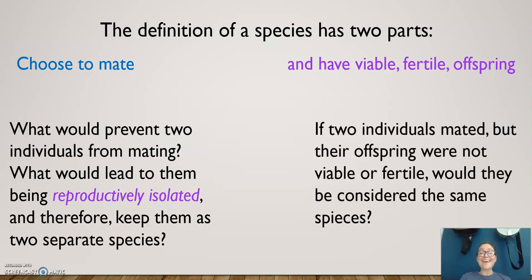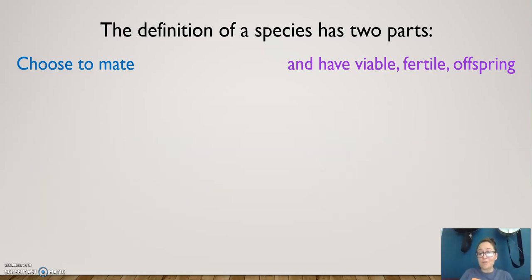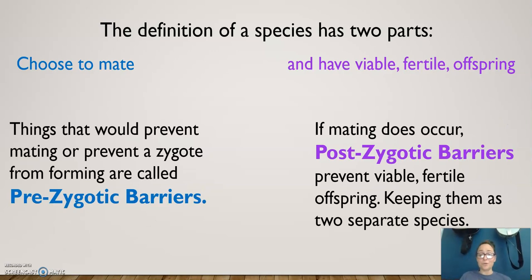So what would prevent two groups or two individuals from mating and lead them to becoming reproductively isolated, meaning they don't mate together, and keep them as two separate species? That's one question. And then if two individuals do mate, but their offspring are not viable or fertile, would they be considered the same species, right? So when we look at this, this is where these words pre and post zygotic barriers come from.